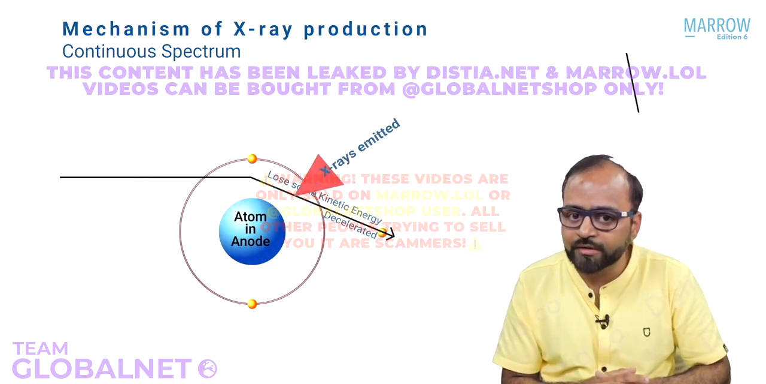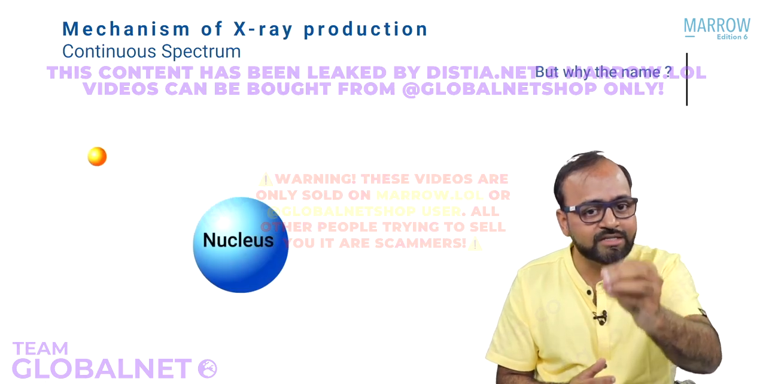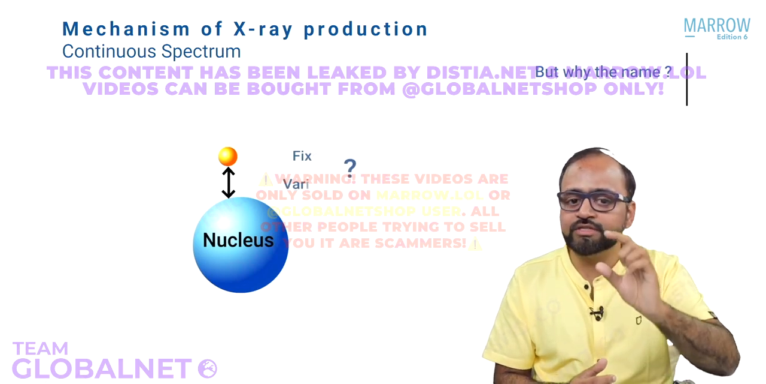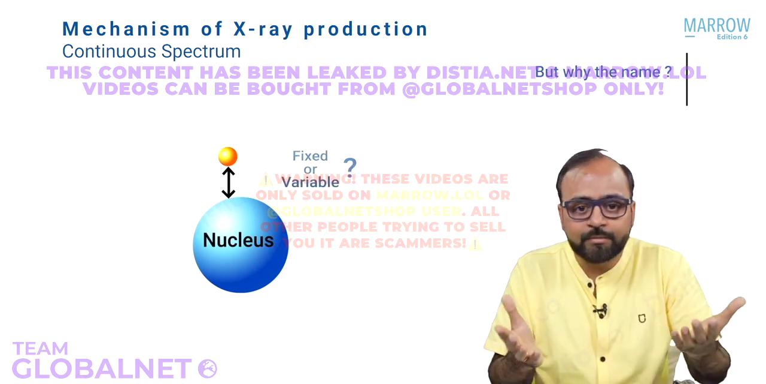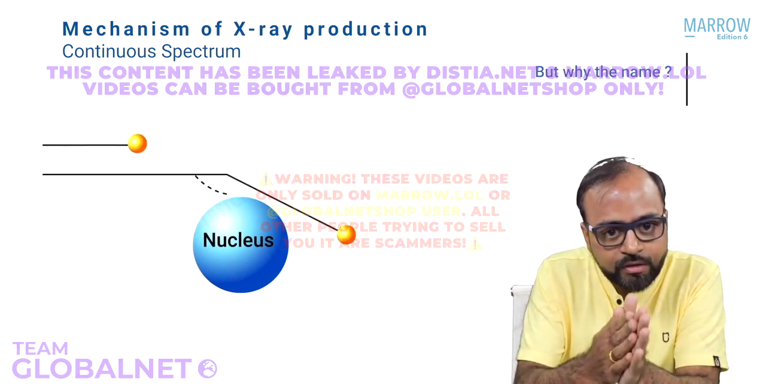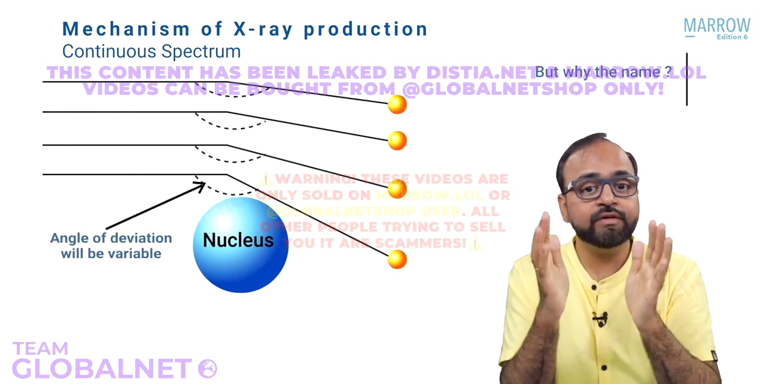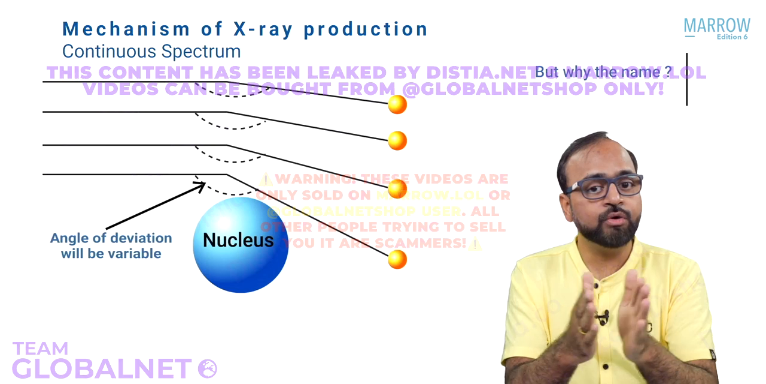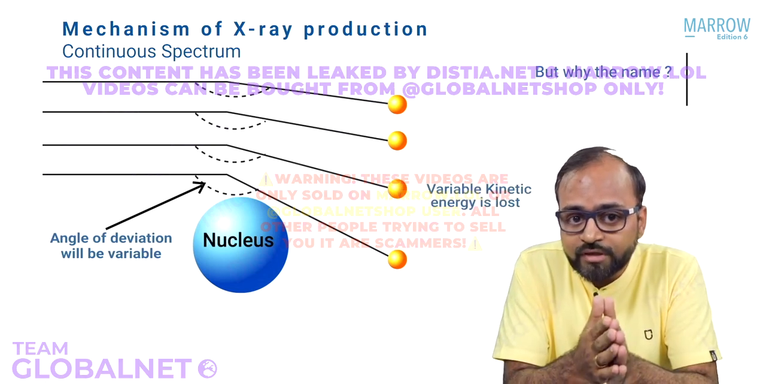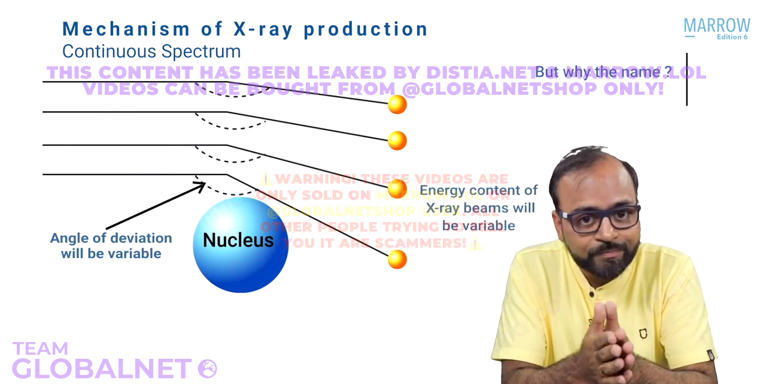But why continuous spectrum? Look at the mechanism now. Just tell me, when the electron comes and lies at a point close to the nucleus, is the distance between this electron and the nucleus fixed or variable? It is variable. It can be any distance. So if the distance is variable, the interaction is going to be variable. If interaction is variable, the angle of deviation will be variable. If angle of deviation or deceleration is variable, amount of kinetic energy lost will be variable, isn't it? And therefore the energy content of the X-ray beam will be variable. That is where the energy comes from.